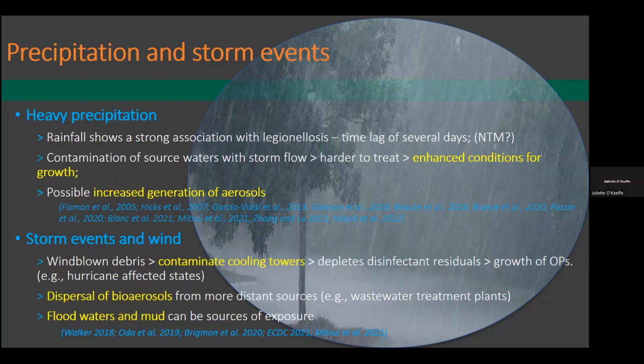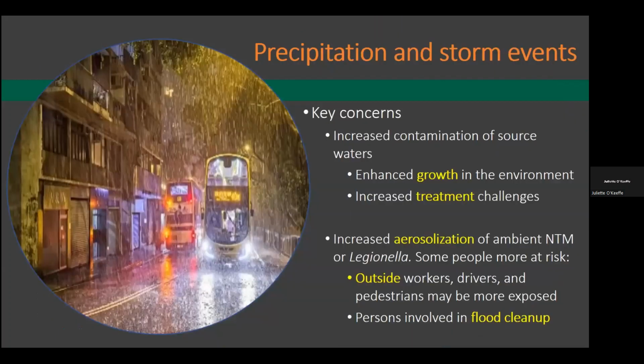Floodwaters and mud can also be a source of exposure. And there's several studies that have looked at people who are involved in flood water and mud cleanup, elevated risks of Legionella amongst those groups. So our key concerns here with precipitation and storm events are the potential for increased contamination of source waters, so enhanced growth and increased treatment challenges, and potentially increased aerosolization of Legionella. And some groups may be more at risk, such as people who work outside or exposed to ambient conditions, and also persons involved in flood cleanup.